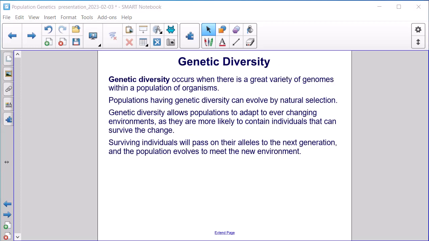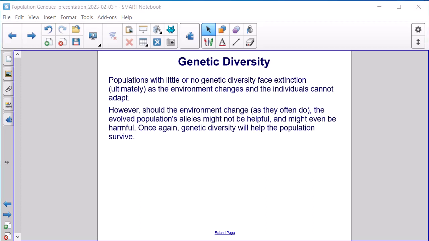Genetic diversity occurs when there's a great variety of genomes within a population of organisms. Populations having genetic diversity can evolve by natural selection. Genetic diversity allows populations to adapt to ever-changing environments, as they are more likely to contain individuals that can survive the change. Surviving individuals will pass on their alleles to the next generation, and the population evolves to meet the new environment.